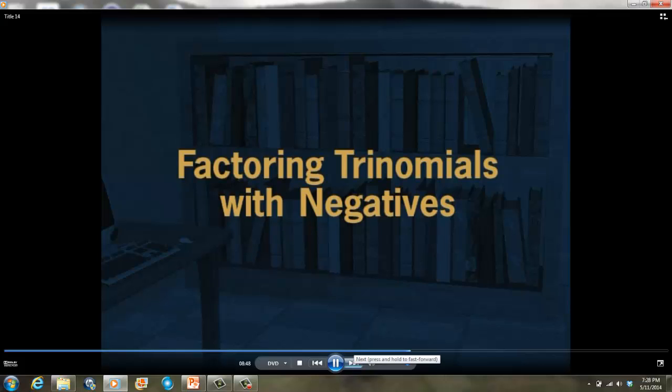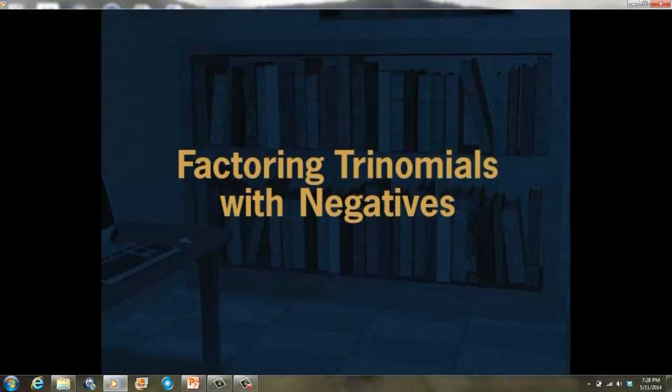Let's spice things up a bit and factor trinomials that include negative signs. Bring it on! We can do it. Okay. Factor the expression h squared minus 5h plus 6.